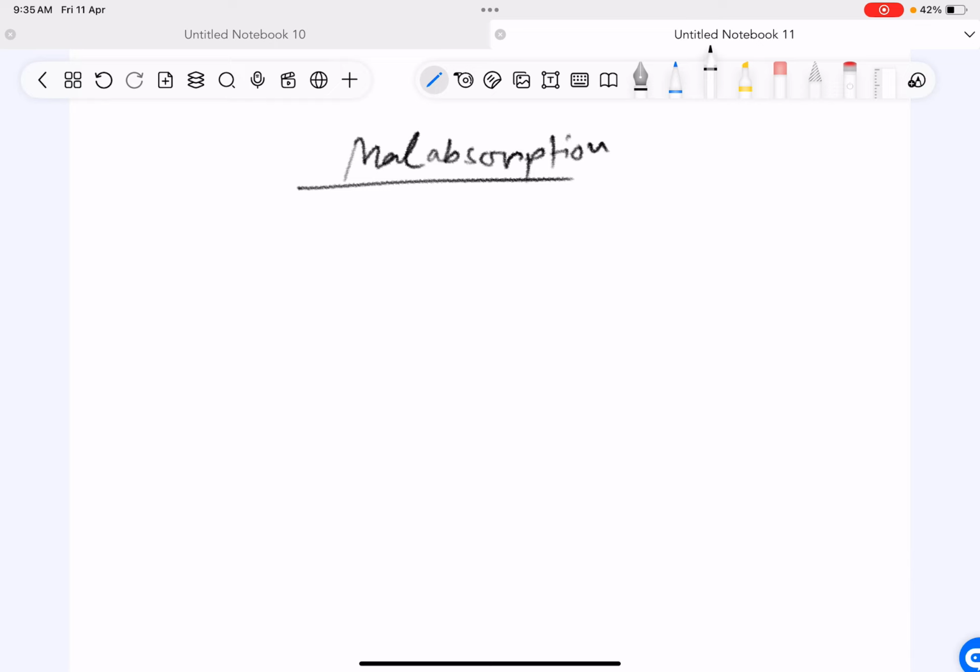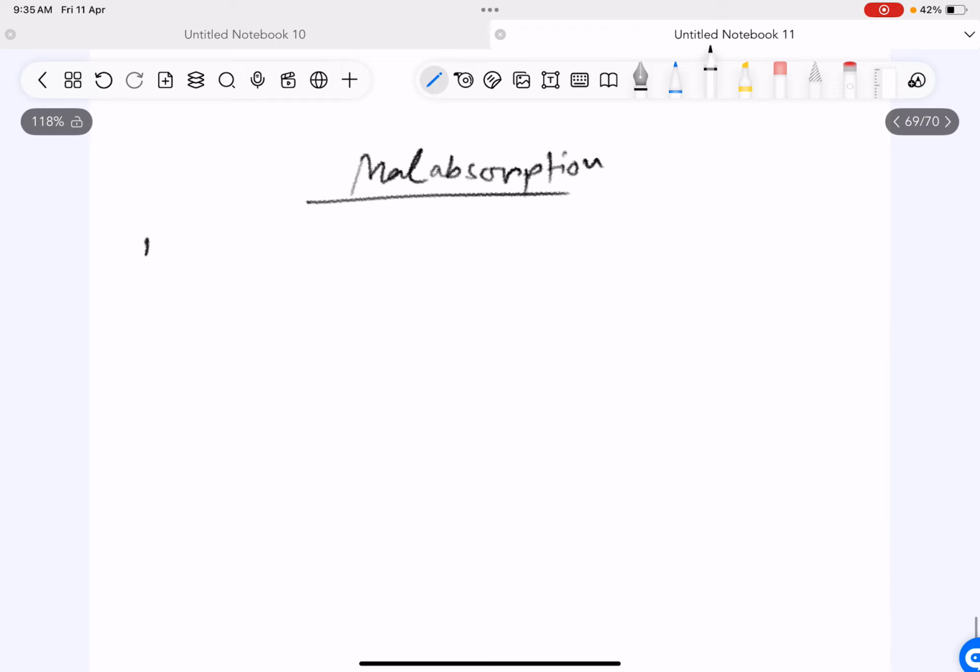So malabsorption, first of all you have to categorize. It can be a problem inside the lumen, right? If it's a problem inside the lumen, then it can be due to pancreatitis, because your pancreas produces enzymes which are responsible for the digestion. If your enzymes are not there, like lipase is not there, you will not be able to form micelle.